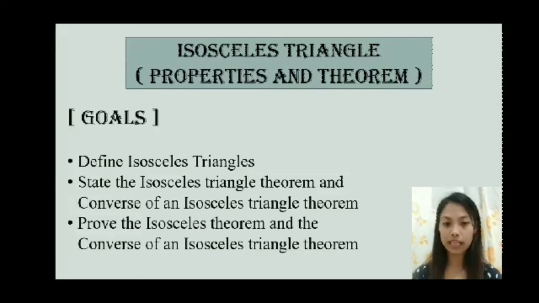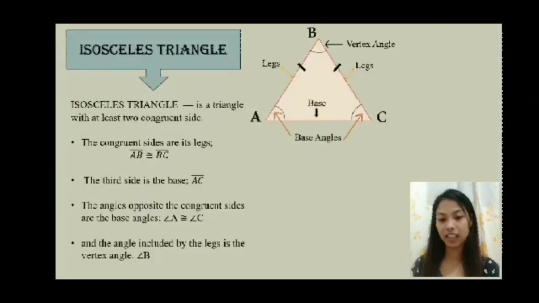So, we have goals, and our goals are to define isosceles triangles, state the isosceles triangle theorem and converse of an isosceles triangle theorem, and lastly, to prove the isosceles triangle theorem and the converse of an isosceles triangle theorem. So first, let us identify what is an isosceles triangle.